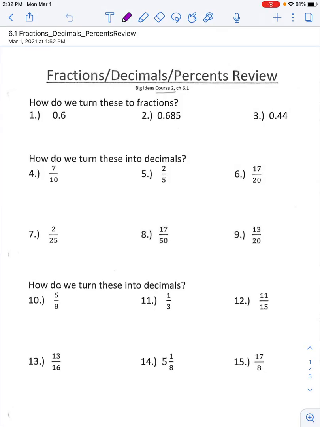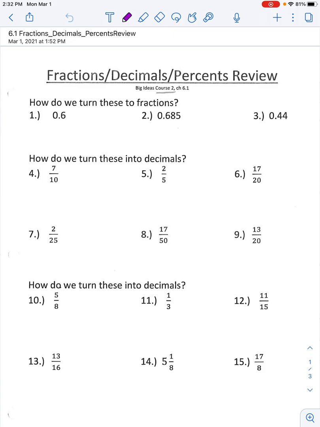Hello, period 4. Today we're going to do a review, hopefully it's a review, of converting or going back and forth between fractions, decimals, and percentages. This is going to be really important for this chapter that we know how to do this. Just go between one and the other.